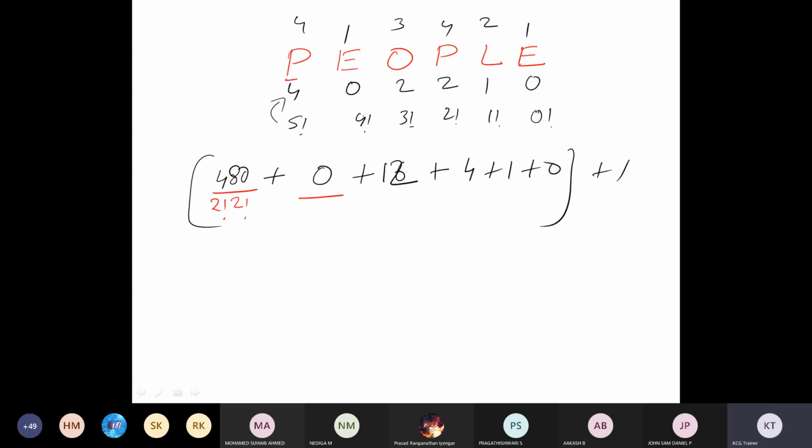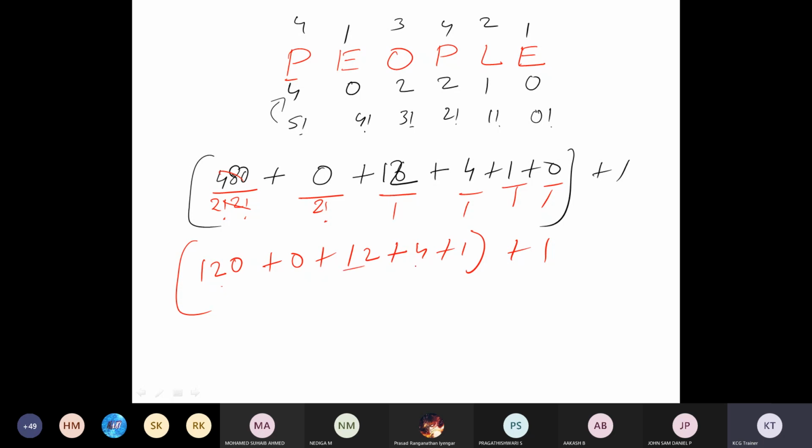Now consider the second position. What is the second position? Second position is E. So from the second position, what is the repetition? I have only the repetition of 2 E's because there is one P that falls on the left side, so don't consider that. Come to the third position. From the third position, I cannot see any repetitions. From the fourth position, no repetition. Fifth position, no repetition. Sixth position, no repetition. That's all. So 480 divided by 4 comes down to 120, 0, 12, 4, 1 plus 1. So the final answer is 120 plus 12, 1 for 36, 137, 138.